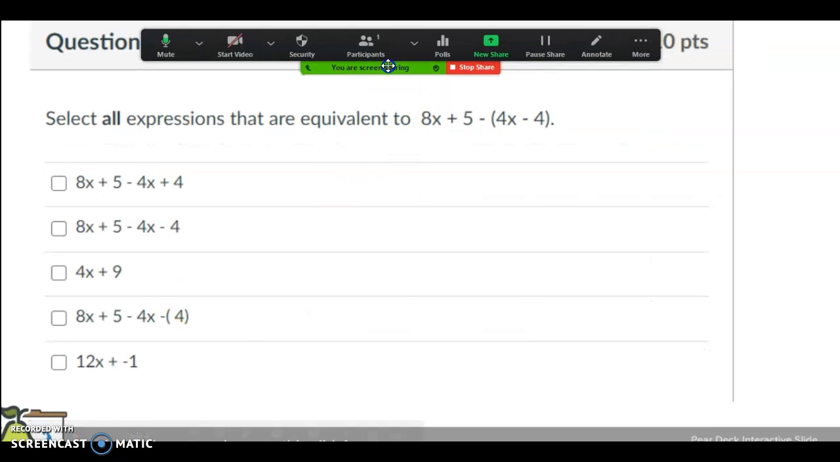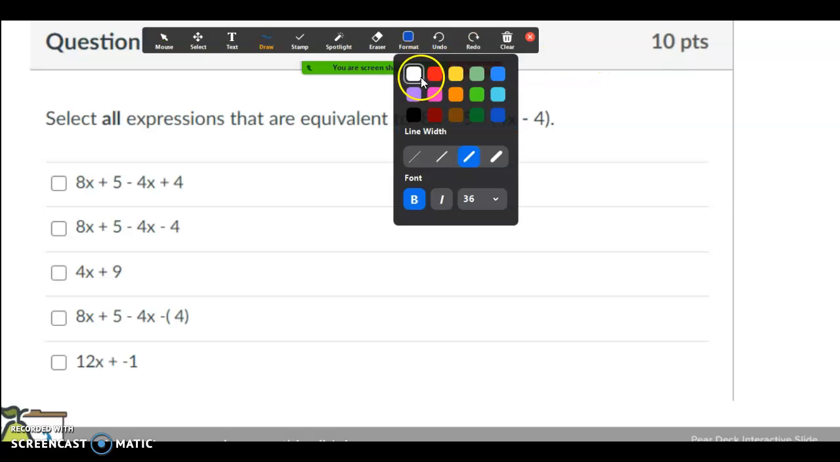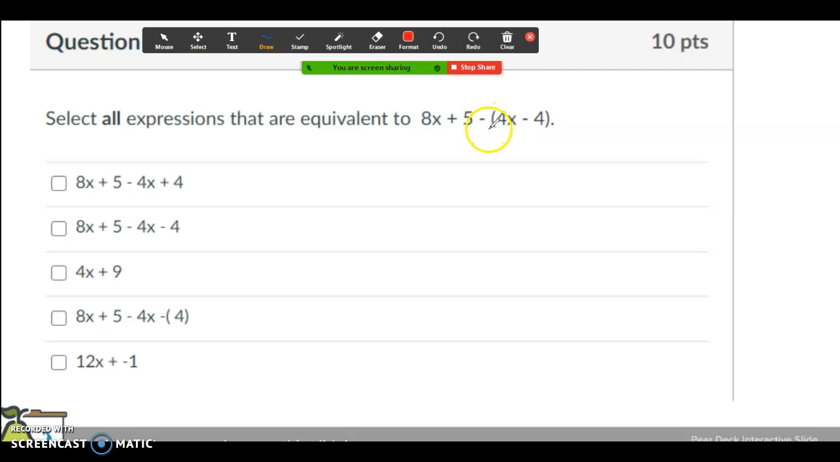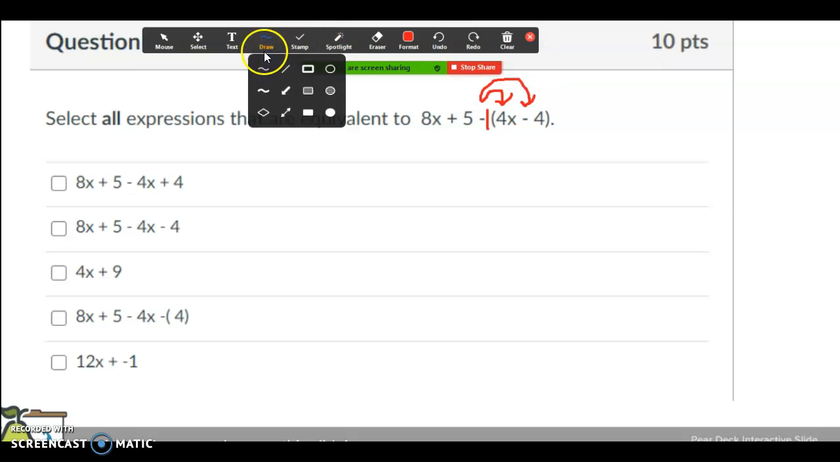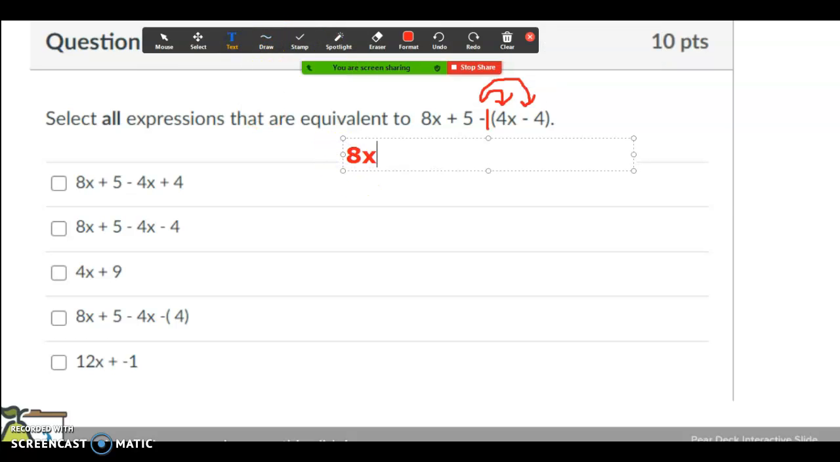All right, here we go. We're going to be distributing, combining like terms, and then selecting all of the expressions that match. The first thing I do here is I take this negative symbol and I'm going to put a 1 right here because a negative 1 is the same thing as just negative. So I'm going to distribute first negative 1 times 4x and negative 1 times negative 4. Okay? And I'm going to pull down the first part of my expression, and then I'm going to do my distributive property. Negative 1 times positive 4x, negative 4x, negative 1 times negative 4, positive 4.